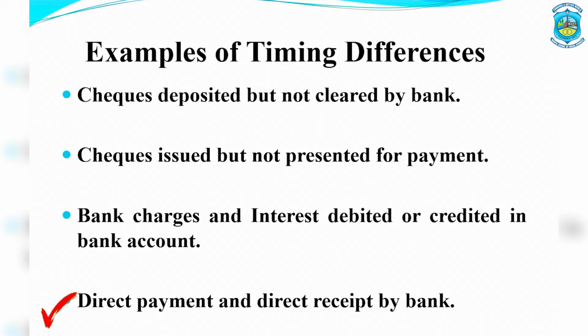Direct payment and direct receipt by bank. It means, if some amount has been debited directly from our passbook, it will reduce our passbook balance, and just opposite of it, if some amount has been deposited by the bank in our account directly, this amount will increase our passbook balance, but both these payments and receipts have not been recorded in the cash book. Therefore, there will clearly be a difference between the balances of both the books.